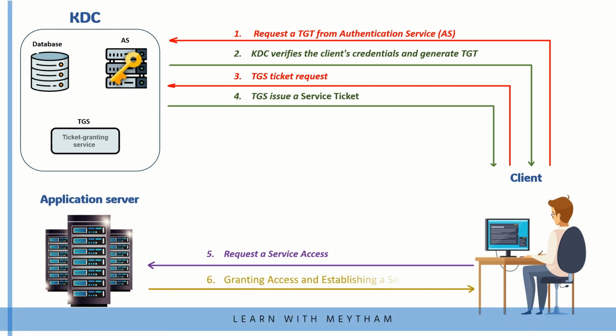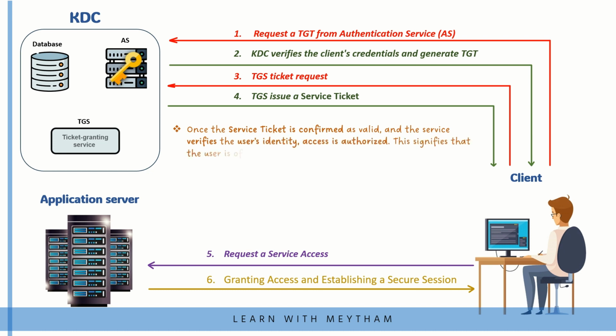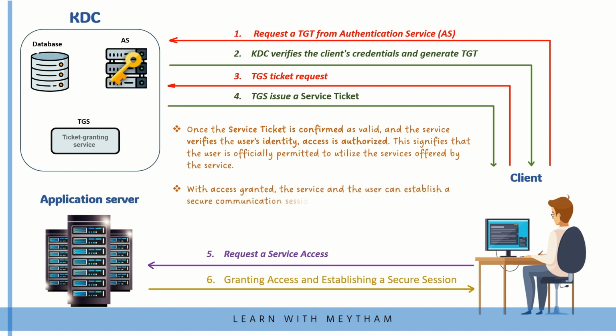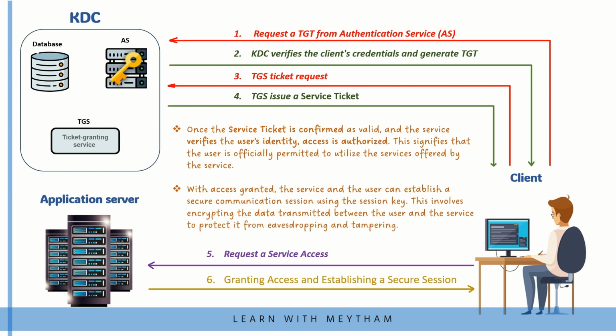And finally, the application server will grant access to the client and establish a secure session. Let's see how this step will work. Once the service ticket is confirmed as valid and the service verifies the user's identity, access is authorized. This signifies that the user is officially permitted to utilize the services offered by the service. With access granted, the service and the user can establish a secure communication session using the session key. This involves encrypting the data transmitted between the user and the service to protect it from eavesdropping and tampering.